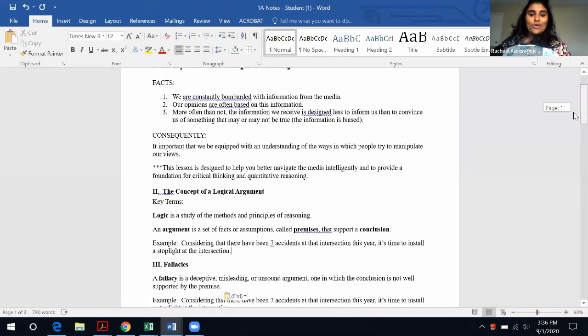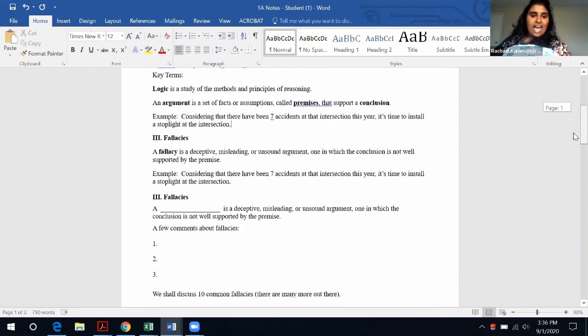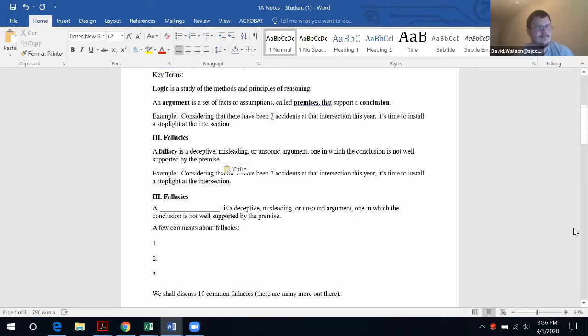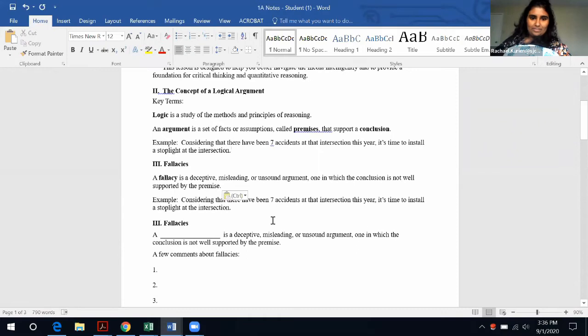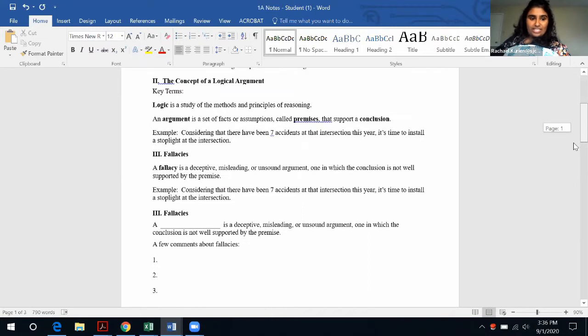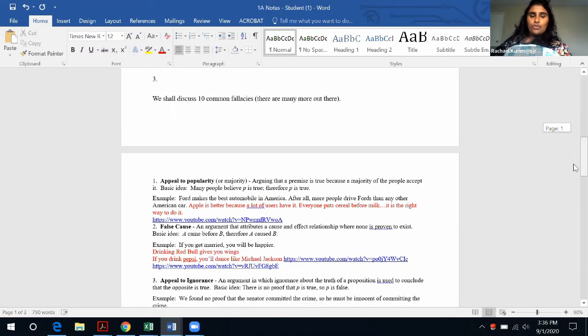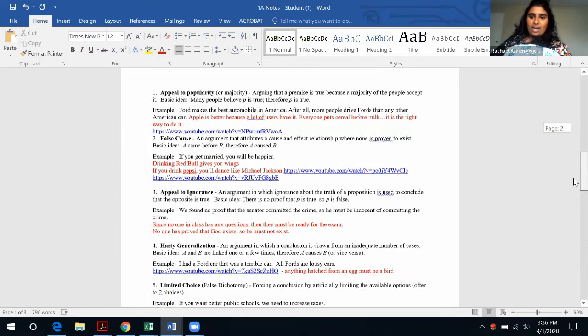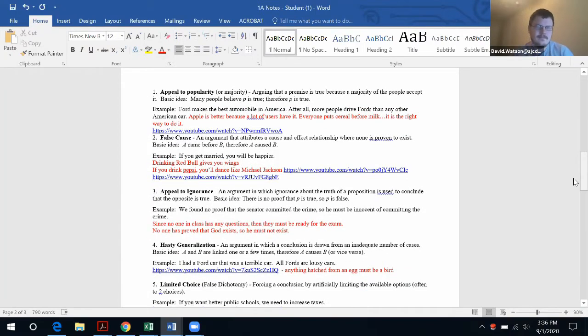All right, so we're going to go through some fallacies. And a fallacy is a deceptive, misleading argument, one in which the conclusion is not well supported by the premise. And then there's that example again. So we're going to go through fallacies and different types of fallacies. And we're just going to go through 10 of them. And then there are a lot more.